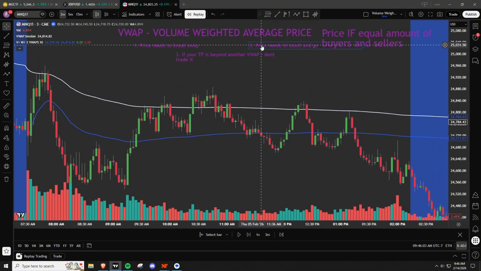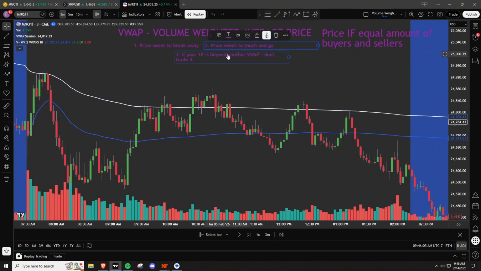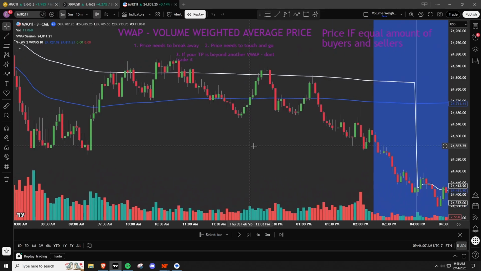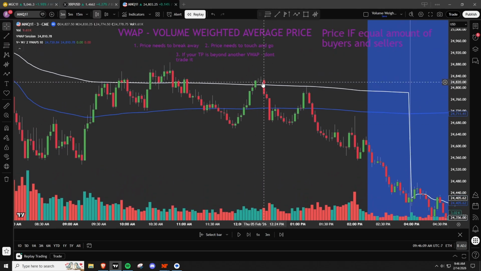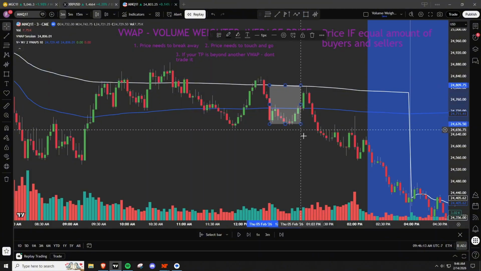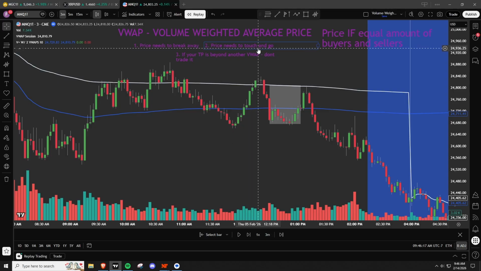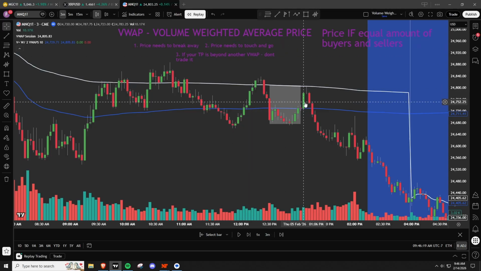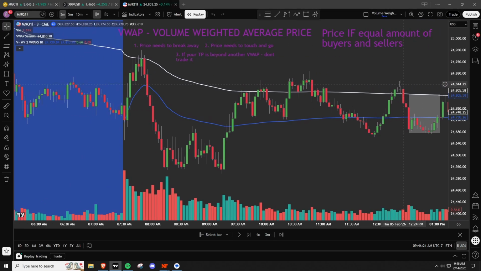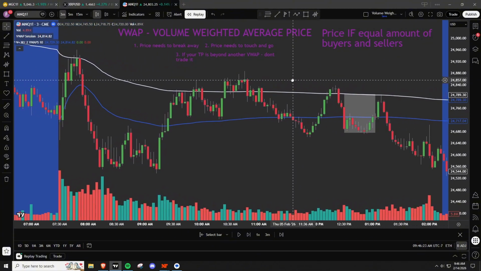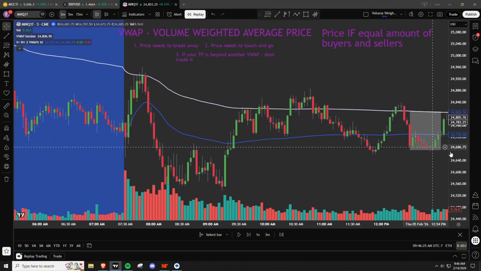You can go move on with your life. Price needs to break away. That's step one. So here you can see price breaks away, right? We have this big area down here. See, price comes back up. Price needs to touch and go. That is the definition of touch and go. Of course, you don't know what's going to happen in the future, right? But this is essentially an entry condition.